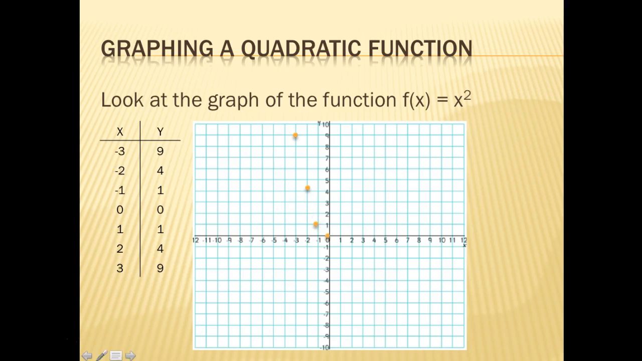If you were to stop right here, it would appear to be a straight line almost. But as you continue to pick points, you will notice that your graph is not a line. It is what's called a parabola. All quadratic functions are parabolas. And a quadratic means it has an exponent of 2. The degree of the function is 2.